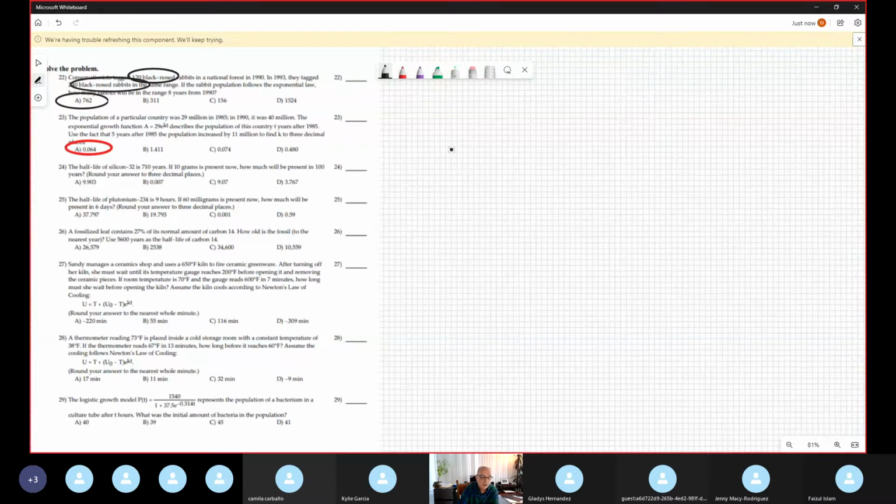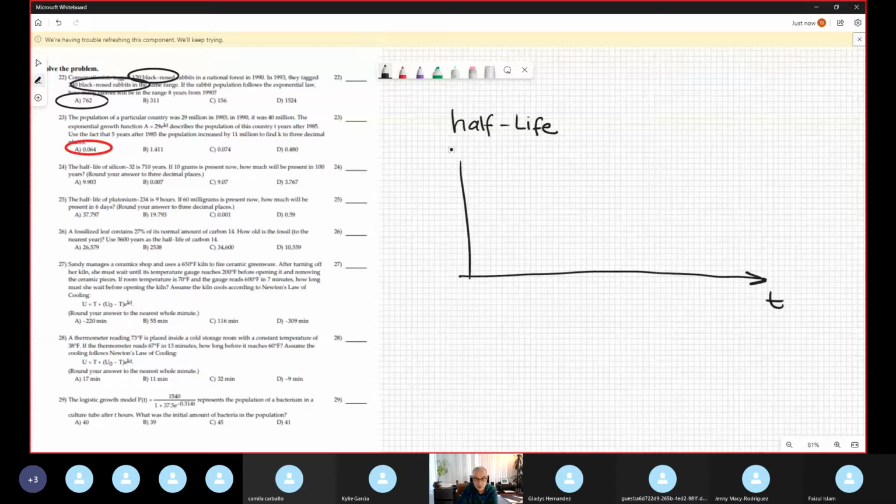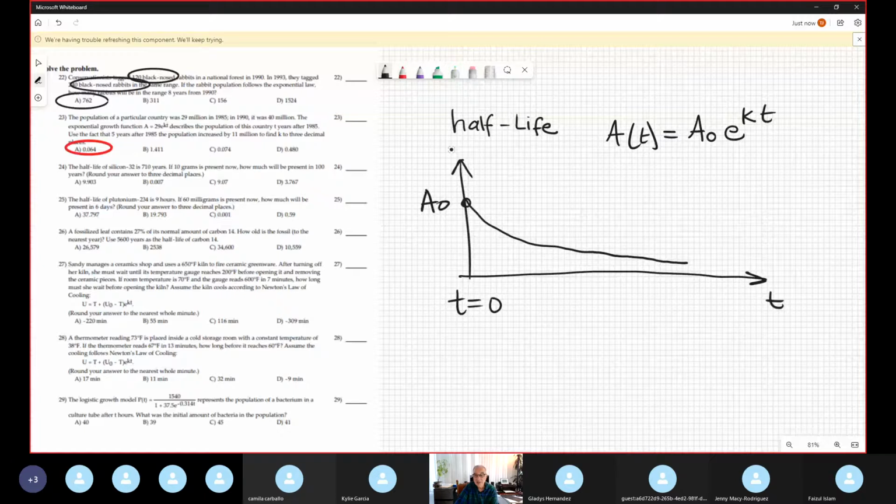This is exponential decay. When you hear something about the half-life of a radioactive isotope, the exponential that we are working with looks like that. At t equals 0, it is decay. And the formula for the decay is: amount of substance at any time is equal to A null, that is the initial, e to the kt. It's similar, but be careful because k now is negative.